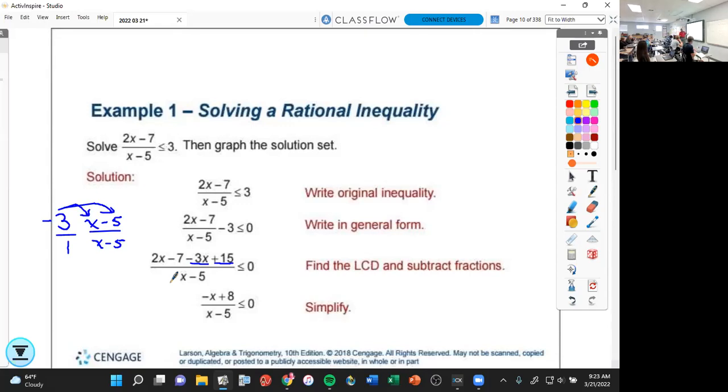Okay, now that I've got a common denominator, I have a numerator that's messy. I need to clean it up, combine like terms, and I get (-x + 8)/(x - 5) is less than or equal to 0. What are my key numbers? What makes the numerator 0? 8. What makes the denominator 0? 5. Those are my key numbers. So I'm going to take that infinite number line and I'm going to break it at 5 and at 8.